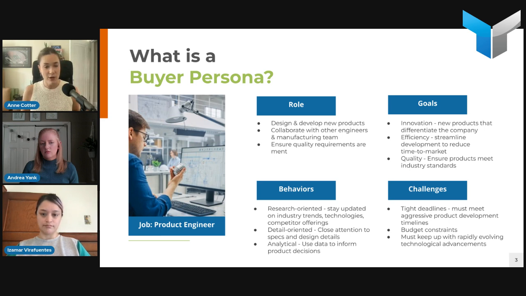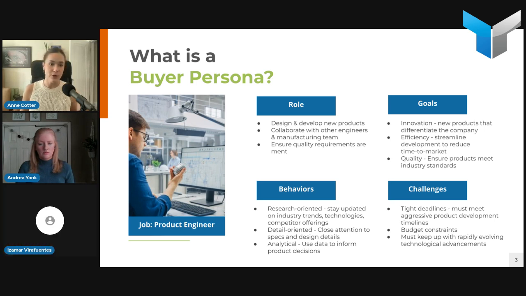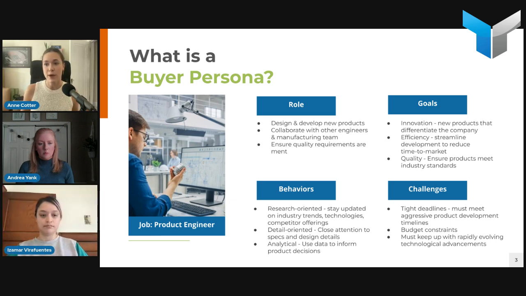Third, we have behaviors. For the purposes of marketing, I think of this as how that person makes decisions or how they might think or reach a conclusion. In this example, one would be they're research oriented, so they're staying up to date on industry trends, technologies, and competitor offerings. They're detail oriented, paying close attention to things like specs and designs. And they might be analytical in this case too, using data to inform product decisions.